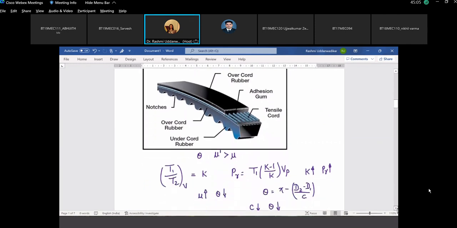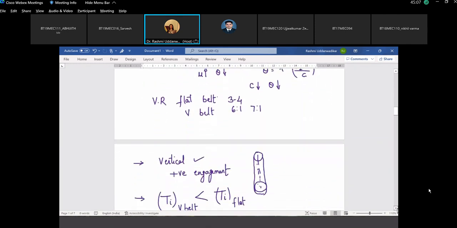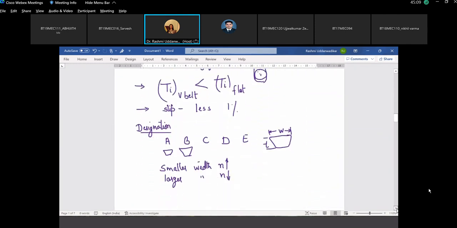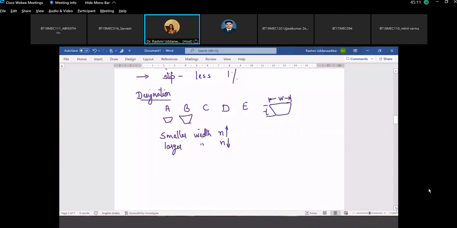So say half of the class will solve it for B type and the other half will solve it for C type, so that we have a good comparison, or you would get a fair idea what is the advantage and limitation of using a smaller cross section belt over a larger cross section belt. And that will help you to design the most optimum design. So the smaller belt will ensure there's a longer life.